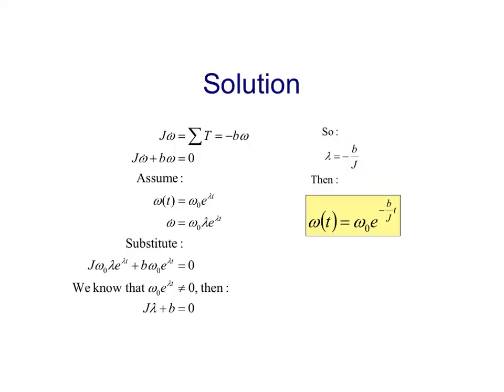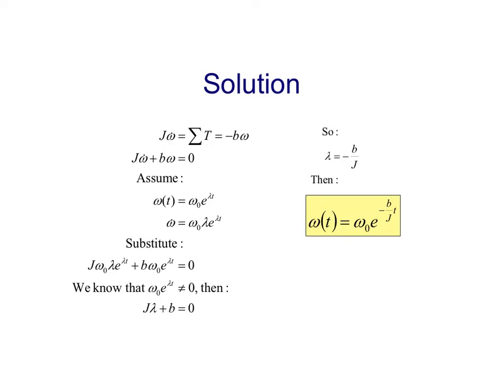So let's solve this. First of all, let us apply the second law of Newton for rotational systems. We know that the sum of all torques applied should be equal to J times omega dot, or J inertia moment times the angular acceleration. Note that the only torque applied is the one of the friction, which is against the movement. That's why we are considering minus b omega. Now, the equation is straightforward, obtained as J omega dot plus b omega equals 0.